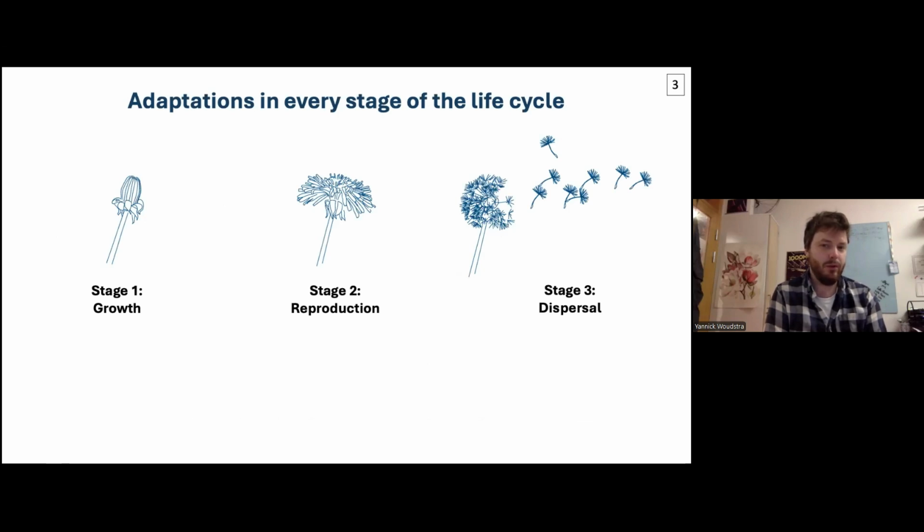Cities present huge challenges to plants. They affect all stages of their life cycle. And the most consistent pressure in urbanization is urban heat. So cities are much warmer than their rural surroundings, and that's caused by the retention of heat in buildings and roads and other impervious surfaces that have low albedo.